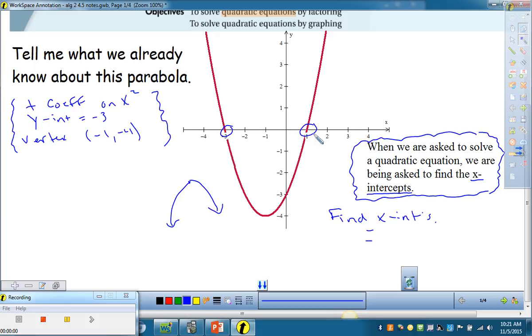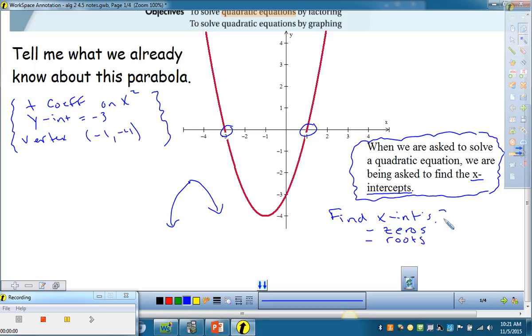Does anyone know some other things that these are called? Zeros. These are called the zeros. Have you heard that before? And is there an E in zero? Yes, I think there is. Zeros. And they're also called roots.